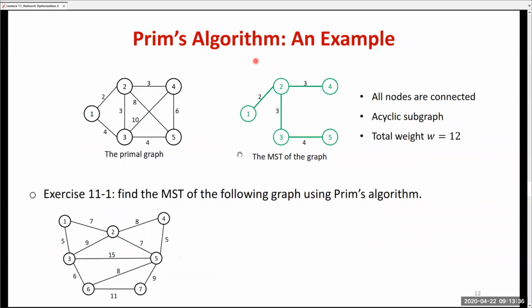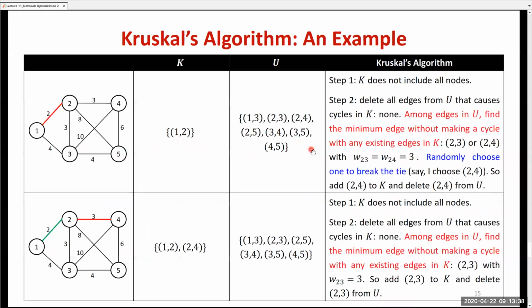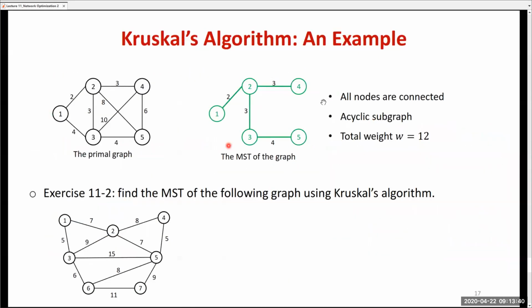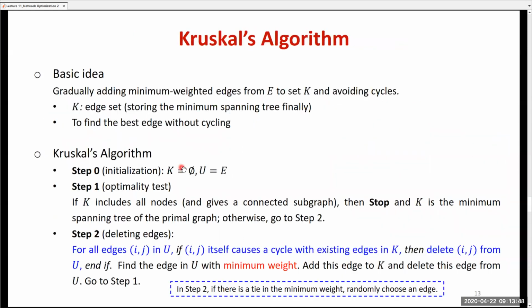Let's see here. This is the result from Prim's algorithm, and this is the result from Kruskal's algorithm. They are the same. Okay. So again, let's have a summary of Kruskal's algorithm.